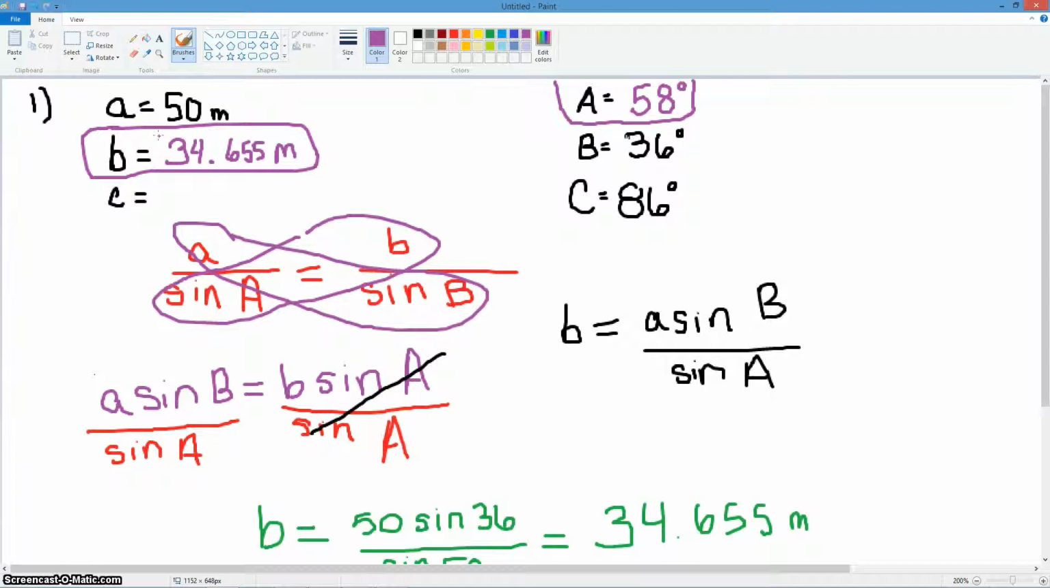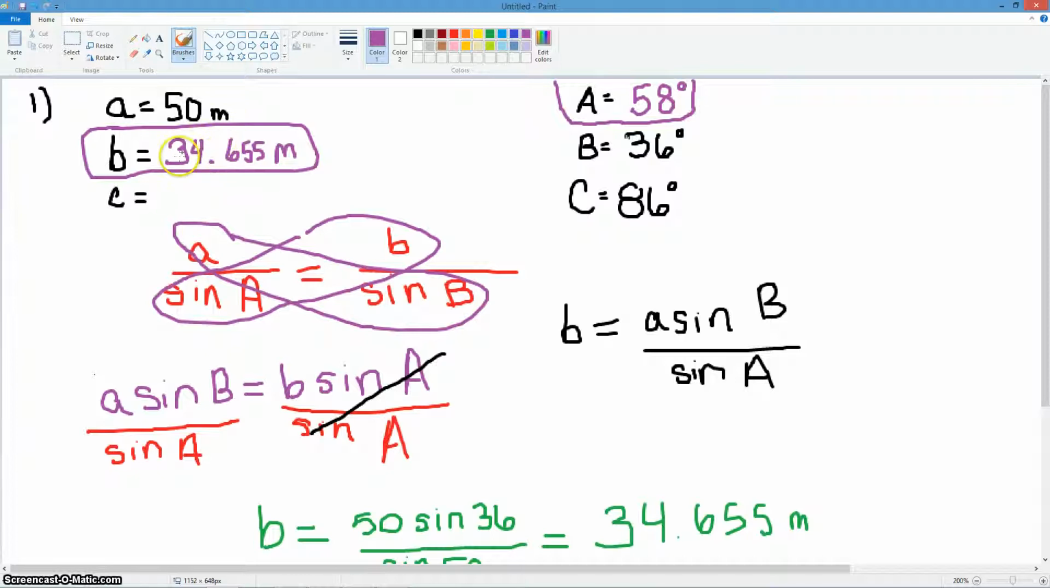Now I'm going to get little c, using the exact same thing. But you always want to use the info that was given to you. So I'm going to go back to the A and use that with the A angle and set it as a proportion to my C angle and little c.